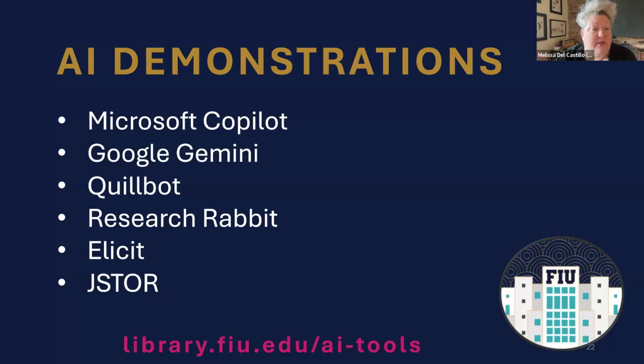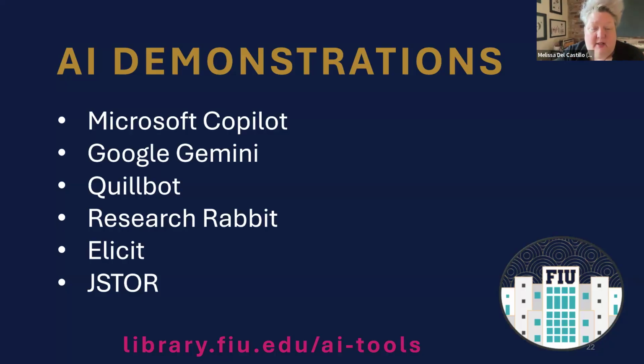I'll be showing you a little bit of Google Gemini and how that integrates with Google Docs. We'll look at Quillbot, which is an excellent AI assistant when you're doing writing and literature reviews and that type of work. And then I'm going to show Research Rabbit, which is a citation generator AI. And then I'll pass it on to Chris, who's going to be doing Elicit and a look at JSTOR, which is a database that uses AI.